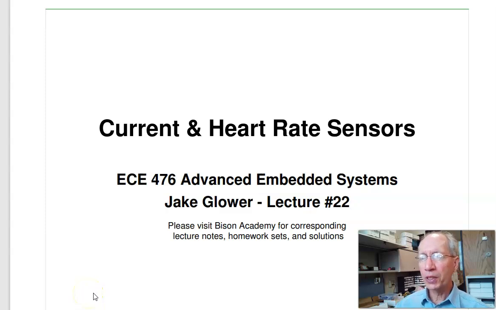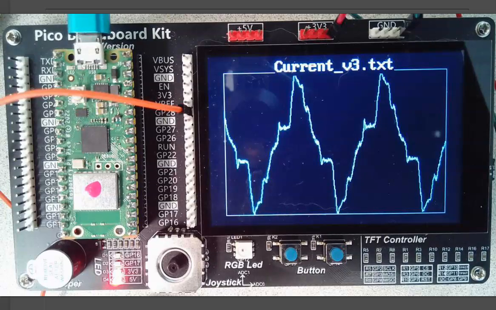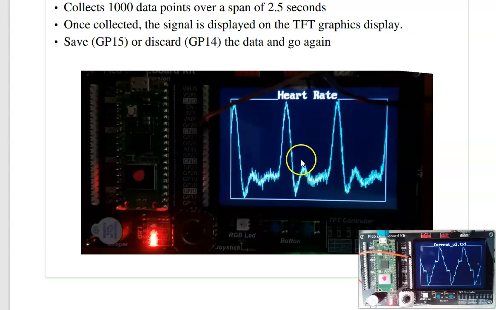Welcome to lecture number 22 for ECE 476 Advanced Embedded Systems. In this lecture, we're looking at measuring current and heart rate. For example, this is the current drawn by an incandescent light bulb. And here's my heartbeat, or my pulse, as measured by a pulse sensor.